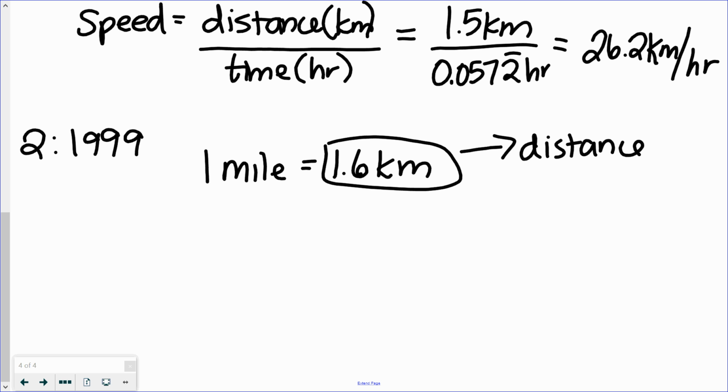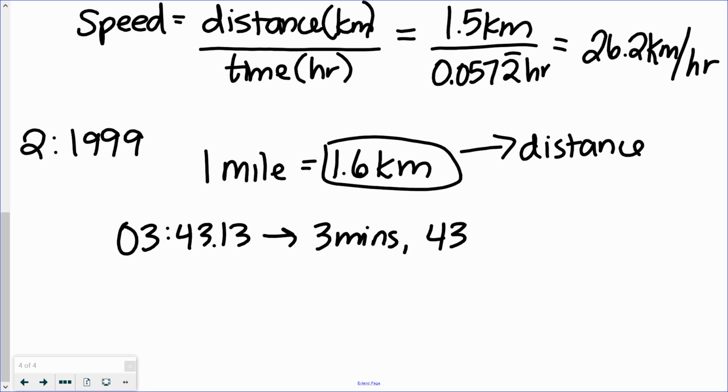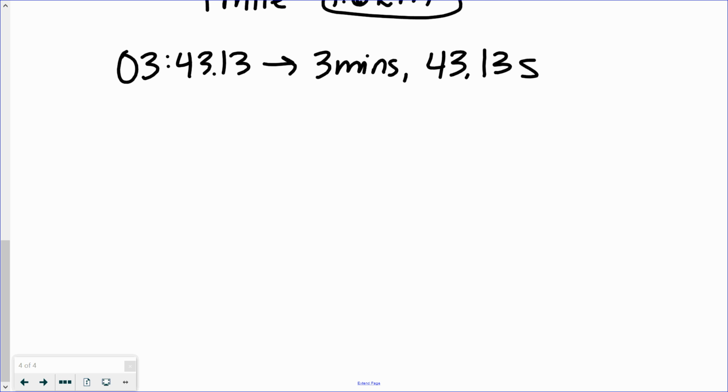So, same thing as last time. So 0.4313 represents 3 minutes and 43.13 seconds. Yes, in like Olympic races and stuff like this, they take it down to the thousandth of a second sometimes because races can be so close depending on the sport.